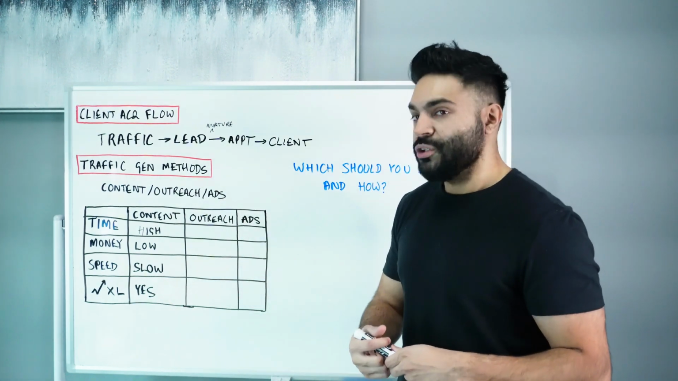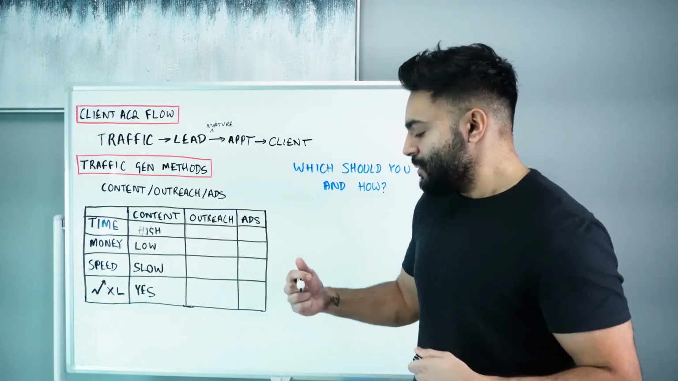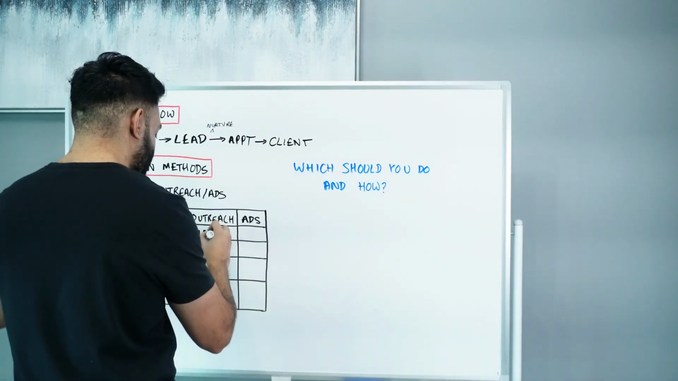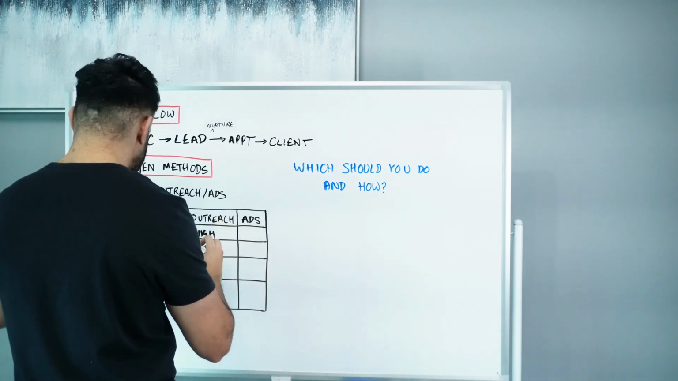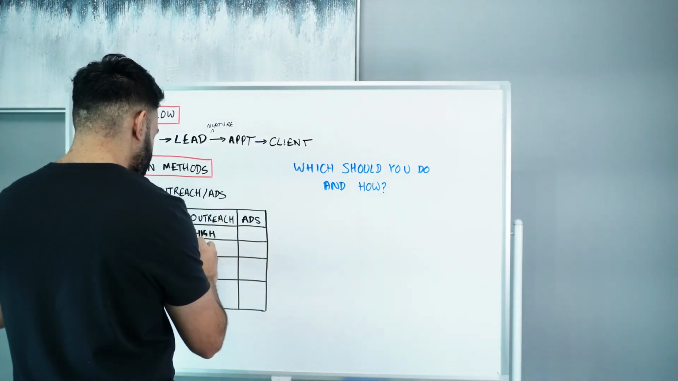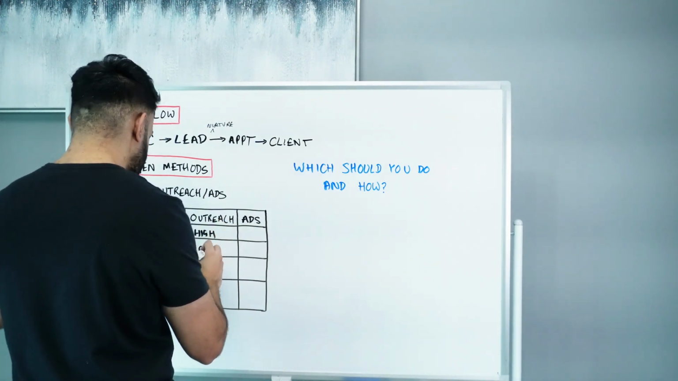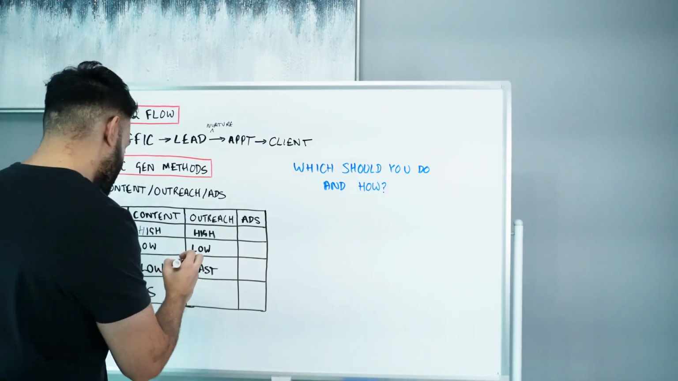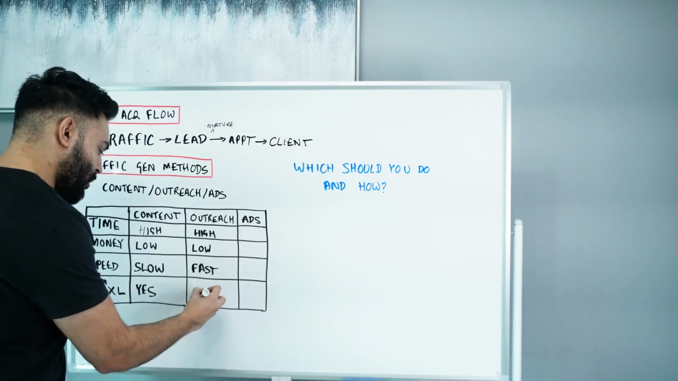Now let's look at outreach. Outreach, time is going to be high. It takes time. The money is going to be low. Speed is going to be fast. I'm sorry if I'm blocking the board here. And exponential leverage is no.